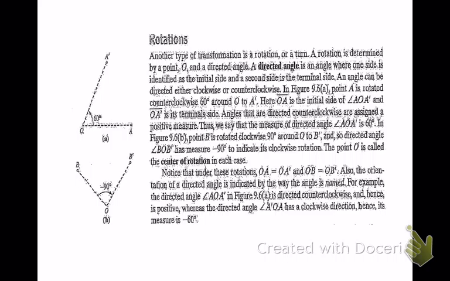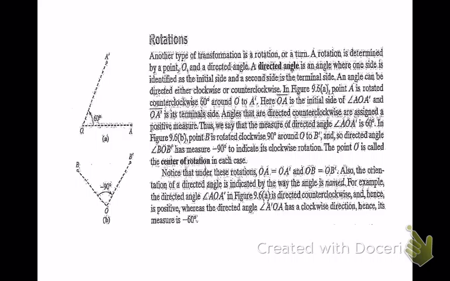In figure 9.6a, point A is rotated counterclockwise 60 degrees around O to A prime. Here, OA is the initial side of angle AOA prime, and OA prime is its terminal side. Angles that are directed counterclockwise are assigned a positive measure.